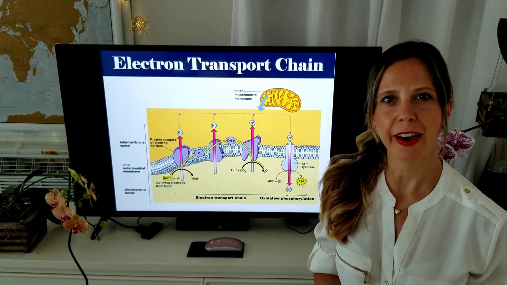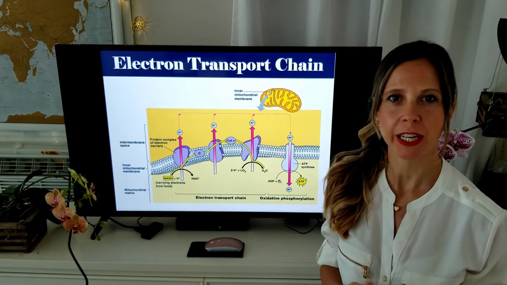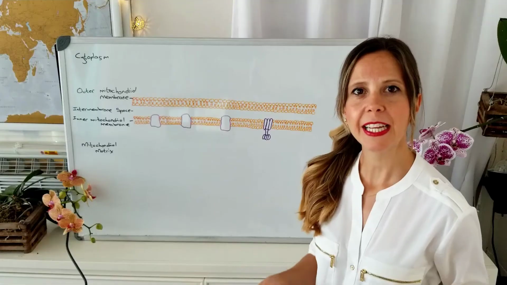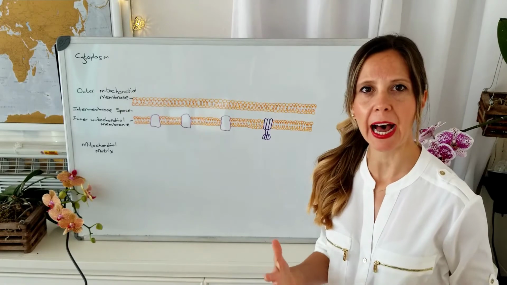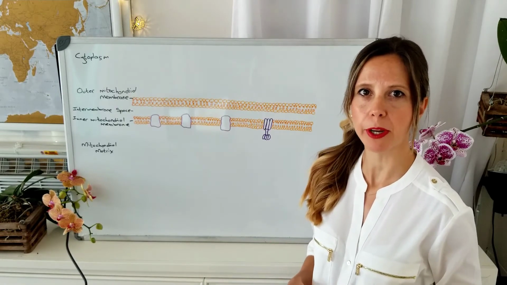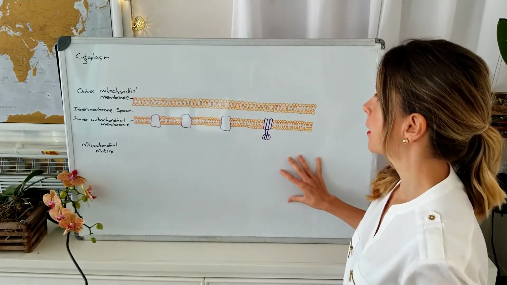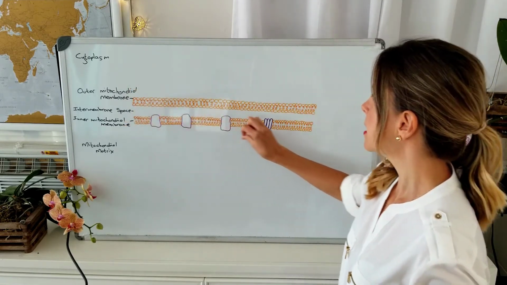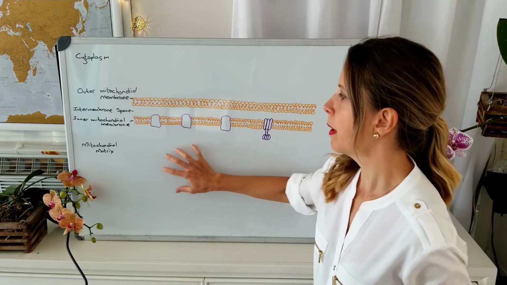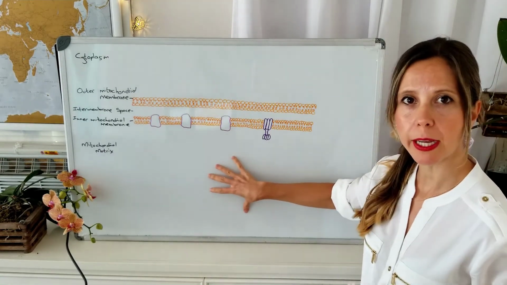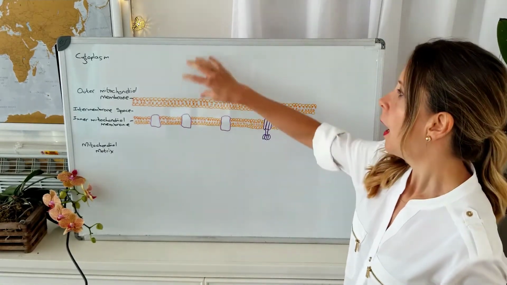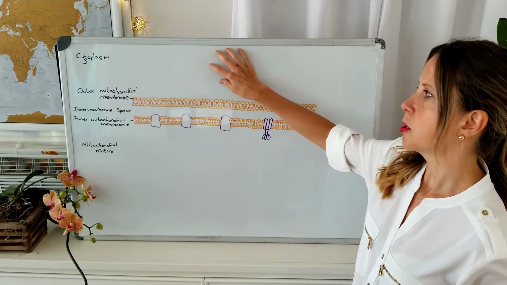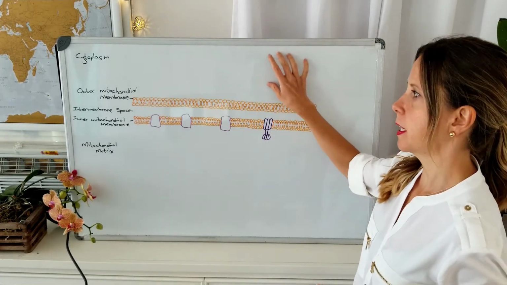Let's move on to the final stage of aerobic respiration, the electron transport chain. The electron transport chain takes place in the highly folded inner mitochondrial membrane. So if we're having a look at this diagram, we have our outer mitochondrial membrane, we have the inner mitochondrial membrane, and then we have the mitochondrial matrix. This is where the Krebs cycle has just taken place. On the other side of that outer mitochondrial membrane, this is where we find the cytoplasm.